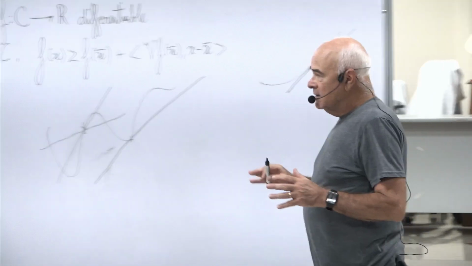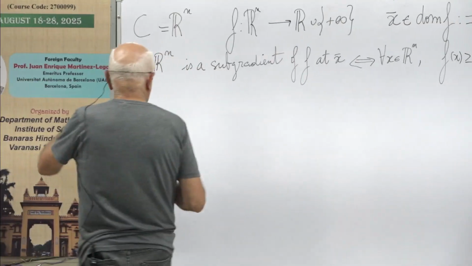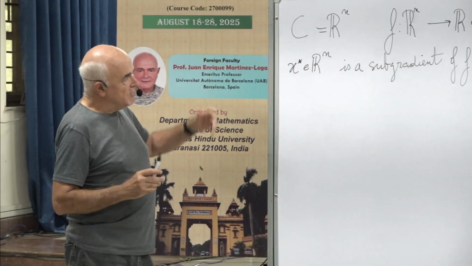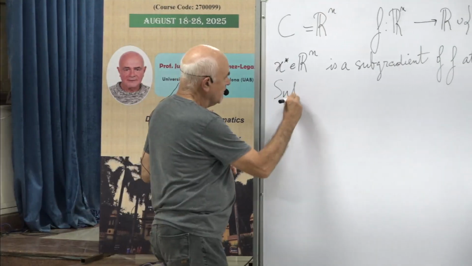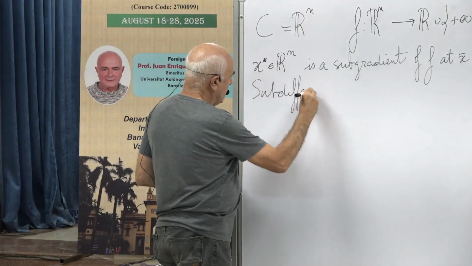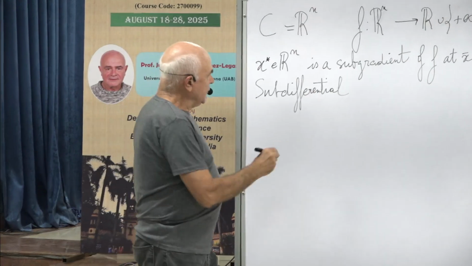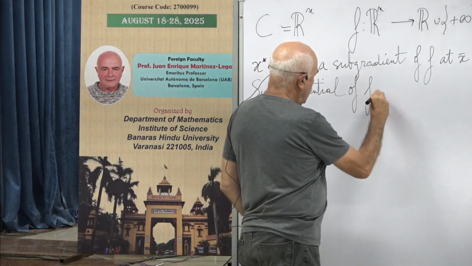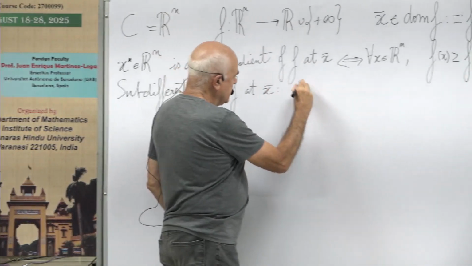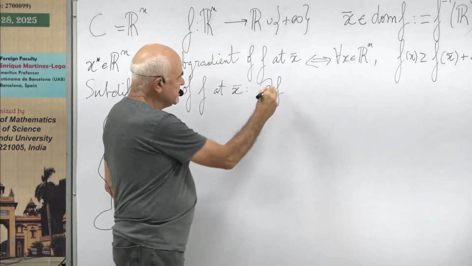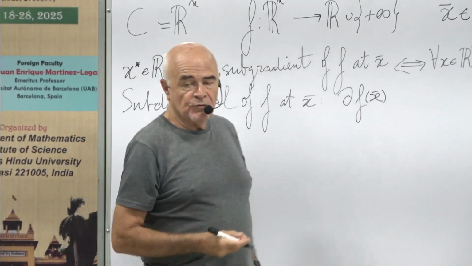But even in that general case, we have something very elementary and very useful. First of all, let me define the subdifferential of f at x bar, a set which is denoted like this. The subdifferential of f at x bar is the set of all the subgradients.